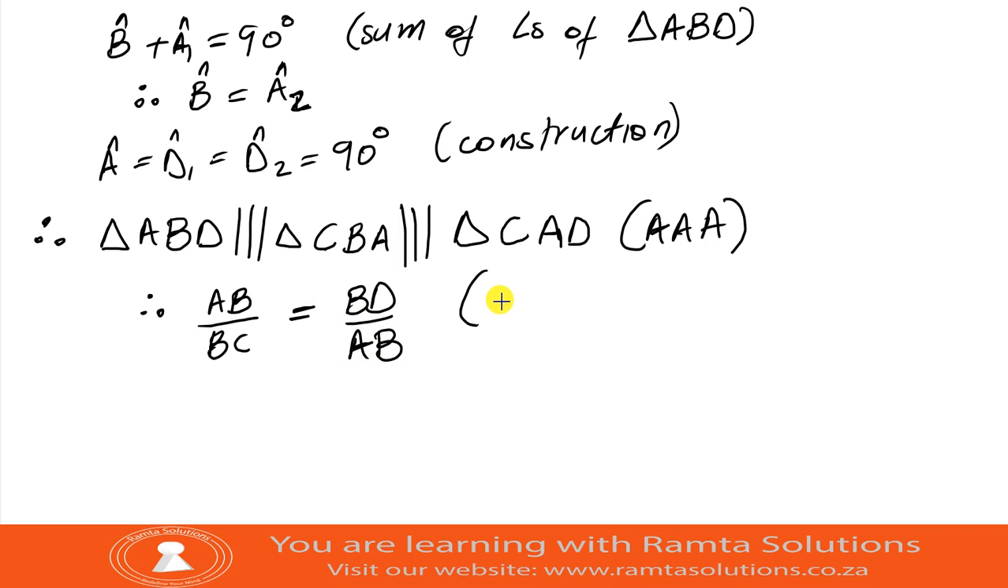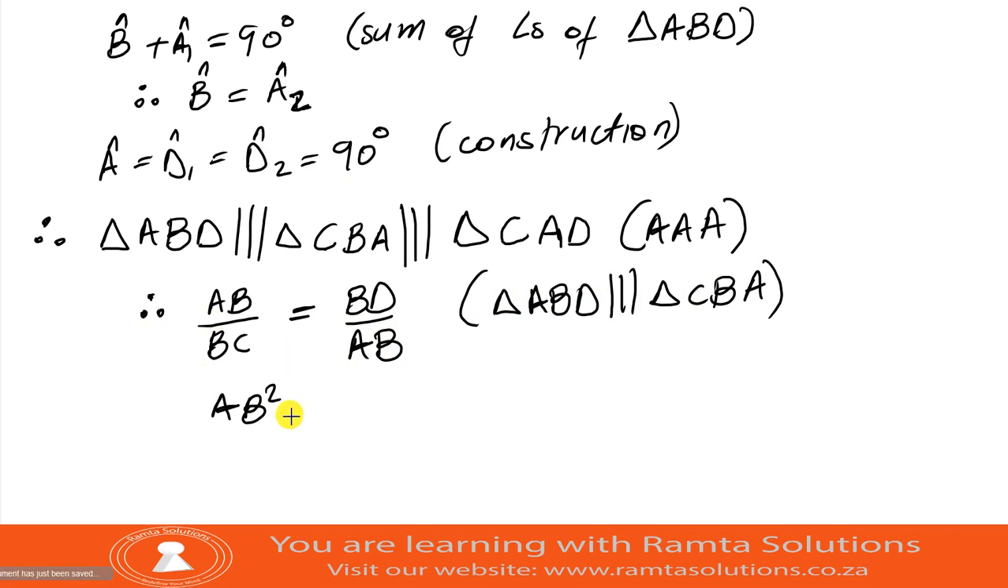What's the reason? The reason is that we said triangle ABD is similar to triangle CBA. Having said that, you can see that we have AB, so we can therefore say AB squared, when you multiply throughout by AB and by BC, you will find that AB squared is equal to BD times BC. Can you guys see that? Okay, perfect.